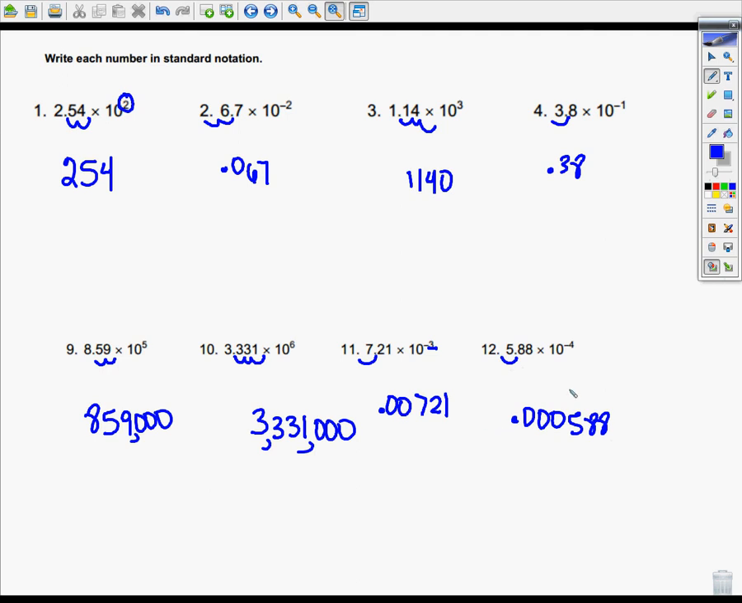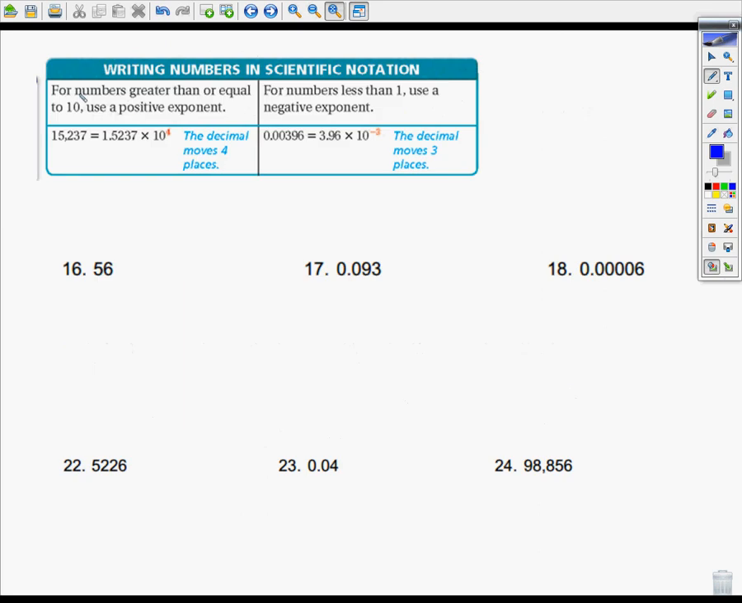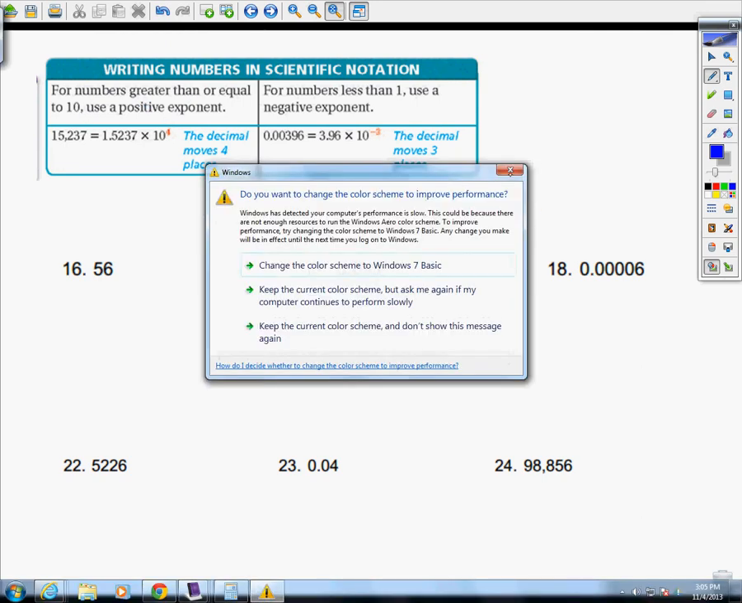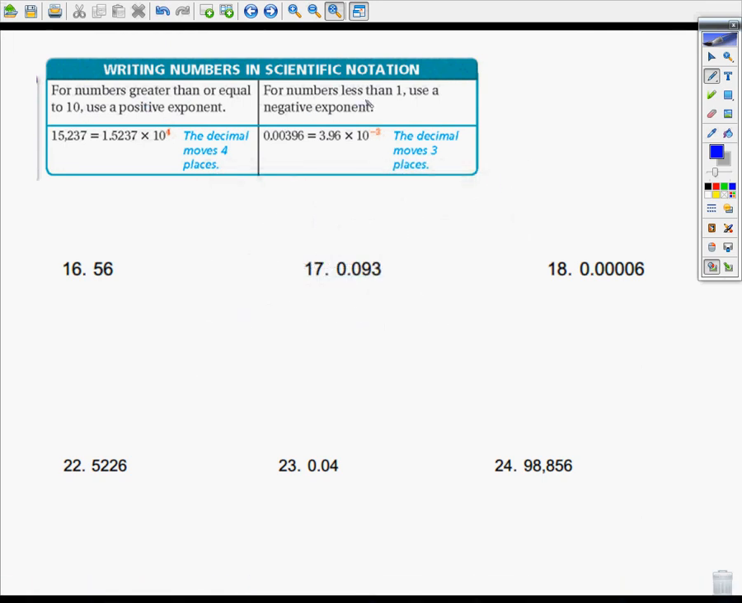Okay, so that's changing it from scientific to standard. Now we're going to go back the other way, writing numbers in scientific notation. For numbers greater than or equal to 10, we're going to use a positive exponent. For numbers less than 1, we're going to use a negative exponent.